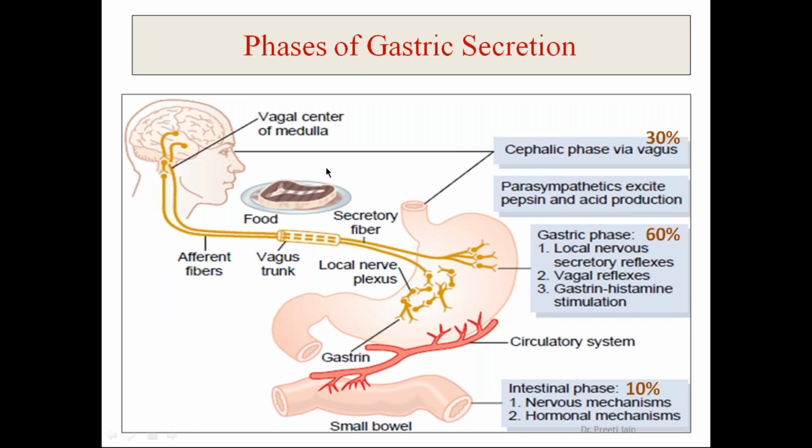Here you can see that the sight of food, the smell of food, the thought of food, all these can lead to increase in the gastric secretion. So that is, although the food is not there, but still there is an increase in the gastric secretion. This is your cephalic phase.